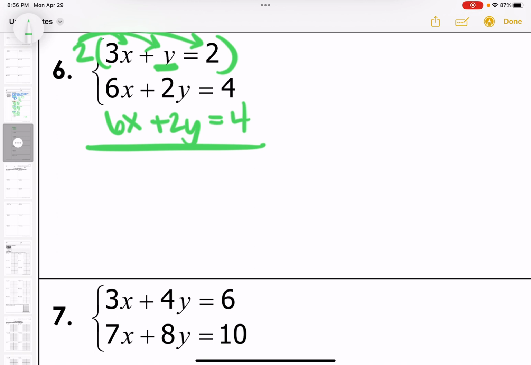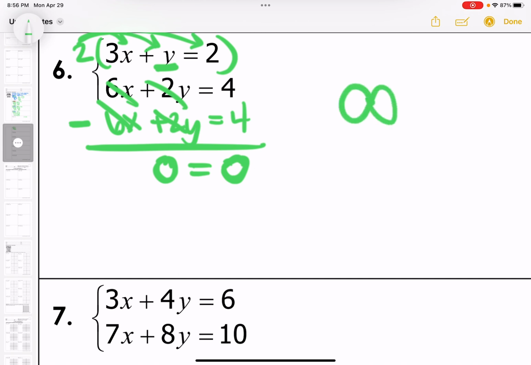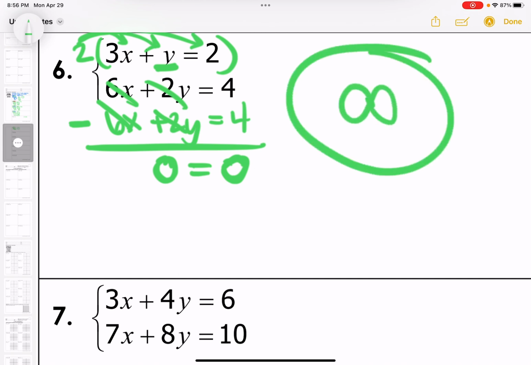All right, this time x and y both have common coefficients and they're both positive, so that means we're going to subtract. So 6x minus 6x is 0, 2y minus 2y is 0, and then on the other side 4 minus 4 is 0. So everything canceled out, so that means we're going to have an infinite amount of solutions for that one.